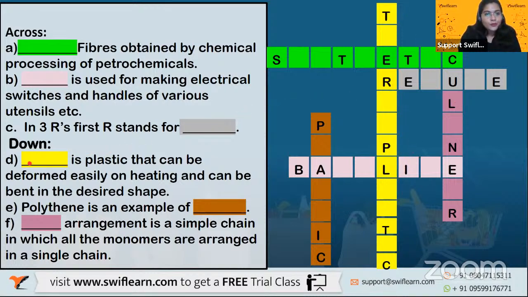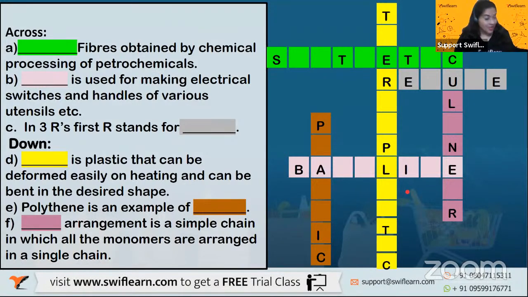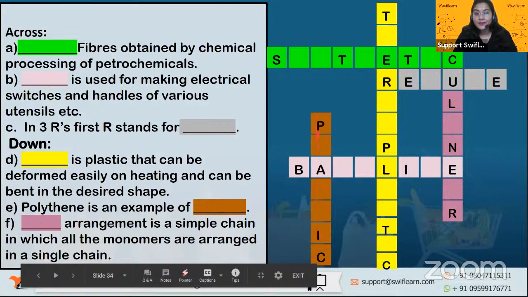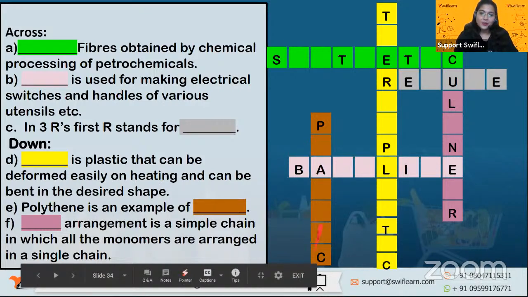The first one: dash is plastic that can be deformed easily on heating and can be bent into the desired shape. So what will be the answer? We can deform it, bend it into any type of shape. What is that? Thermoplastic. Yes, thermoplastic it is. Next, this one: polythene is an example of dash. Plastic. Very good. You are doing so well.